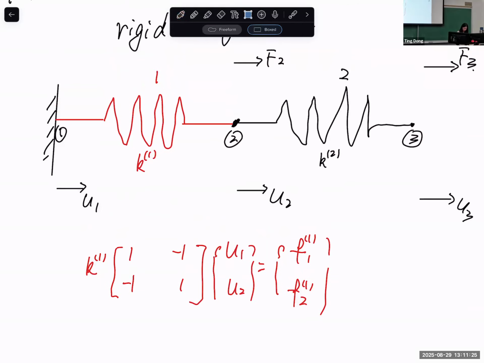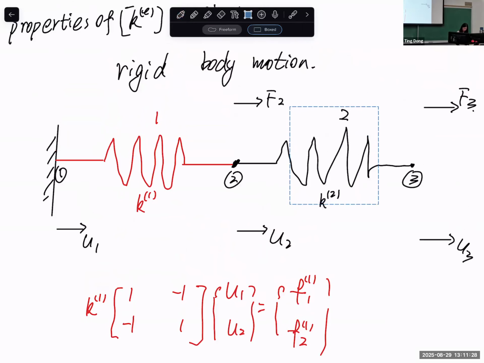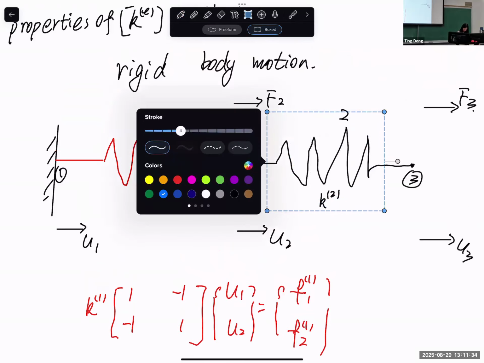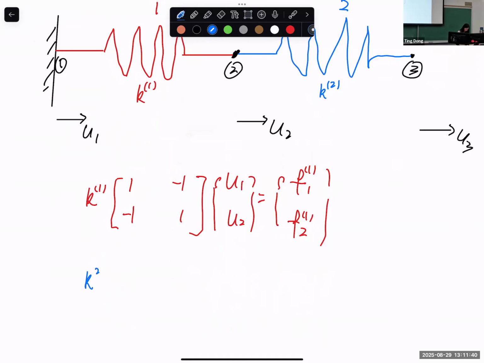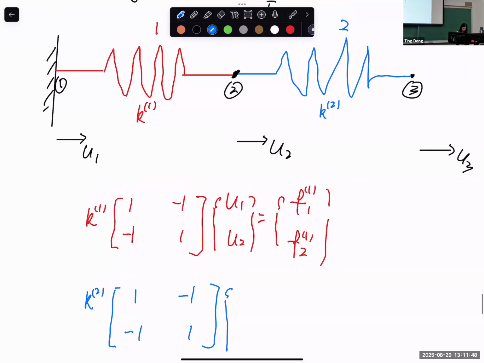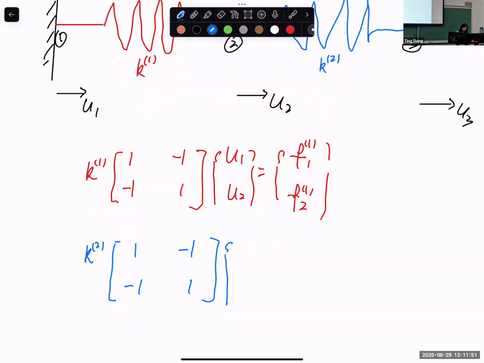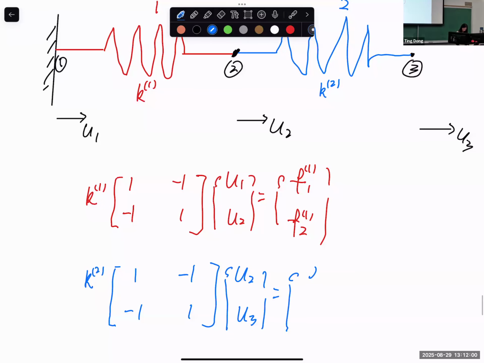And for element 2, we have K2. Same thing, 1, -1, -1, 1. And element 2 is connected to node 2 and node 3. So this vector of degrees of freedom becomes U2, U3. And for the nodal forces for element 2, we have a force applied by element 2 at node 2 and a force applied by element 2 at node 3.